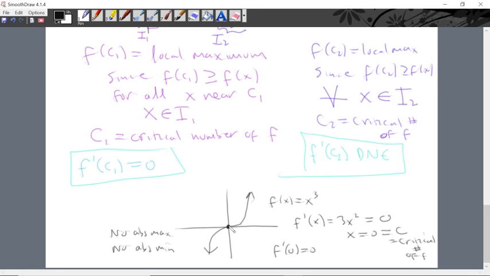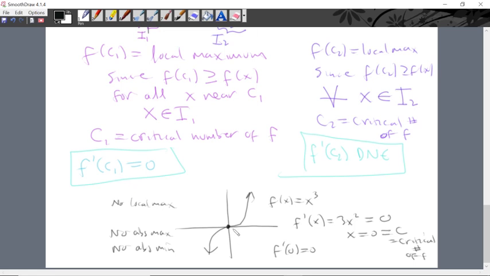If this was a local maximum, then we should be able to create an interval around it such that for any other value of x we choose within that interval, we should not be able to find a y value higher than this. But notice to the right, no matter what x value we choose to the right of this, we will attain a y value that is greater than 0. So it is not a local maximum. There is no local max on this graph.